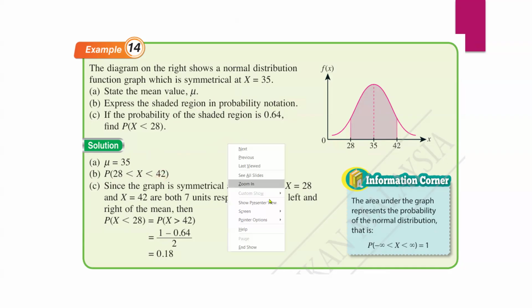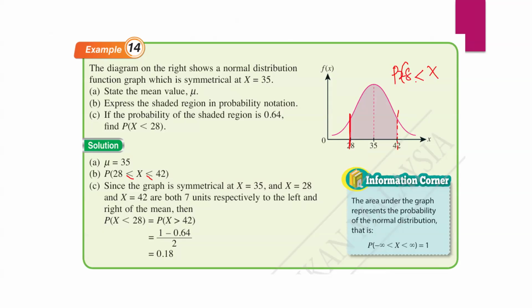Even if it's the same value, I depend on the line over here. If the line is a solid line, I will put equal. If it is a dotted line, I will put it like this. It's between 28 and 42. I'm so sorry for the writing. Between 28, but equal to 28, but not equal to 42. Also for this question, I will write here. It's the same.